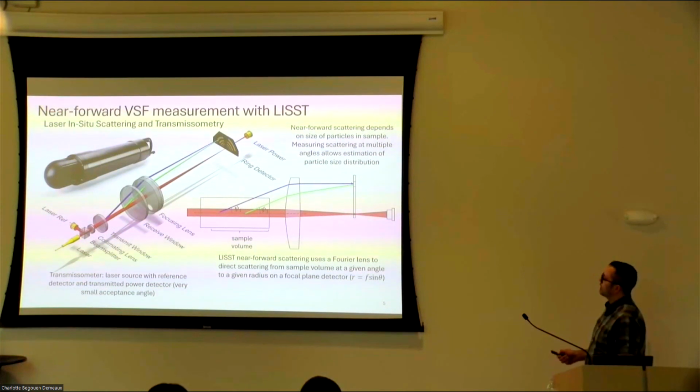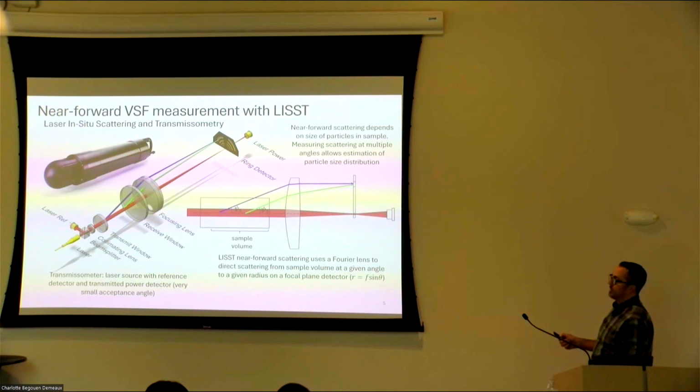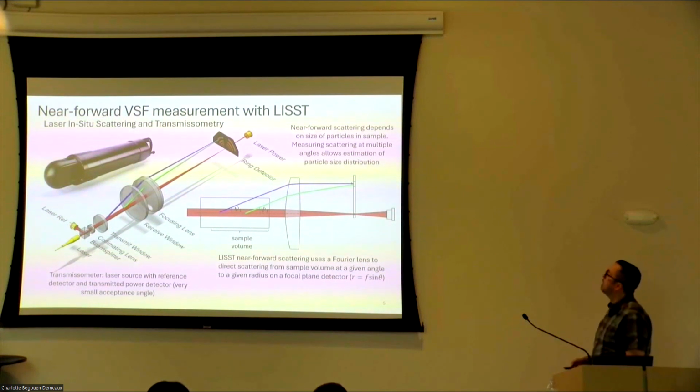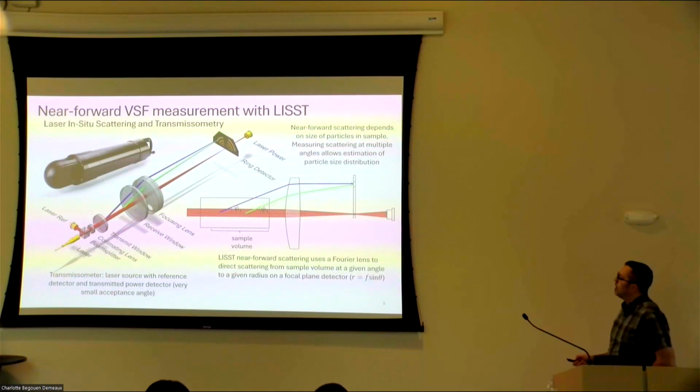So this kind of zooms in on the sample volume and looks at what happens with scattering from the sample volume. This focusing lens has the property that scattering at any position in the sample volume at a given angle, let's call it psi 1, will hit this ring detector at the same radius. It's just a property of a Fourier transform lens. It's the Fourier transform property of a lens, rather, that will measure scattering at some radius for any angle that scatters out of here. So that gives us essentially the near forward VSF.